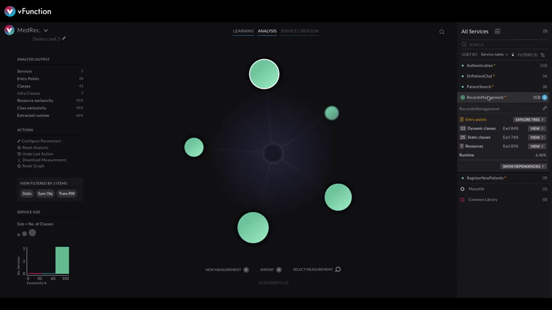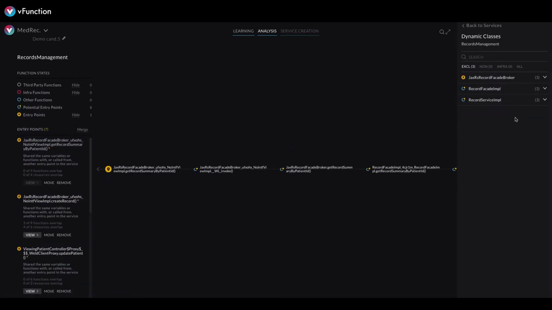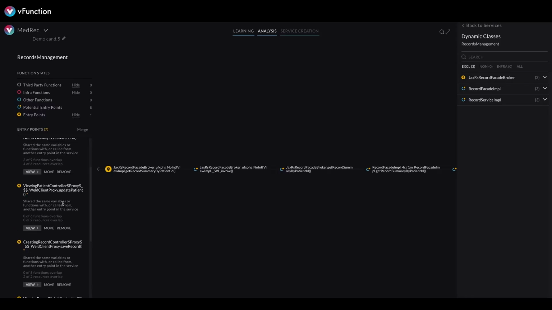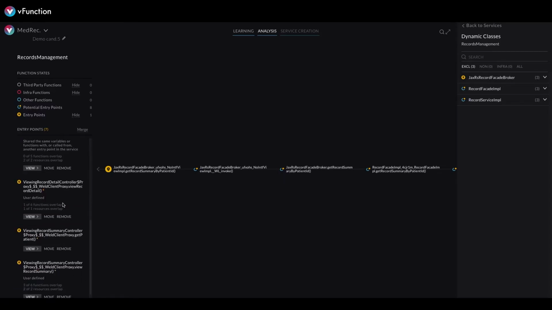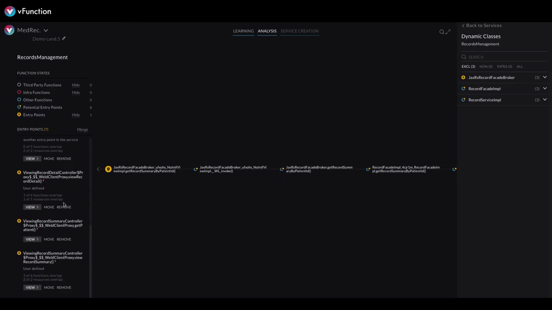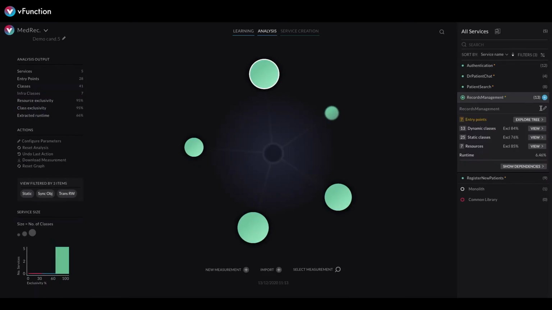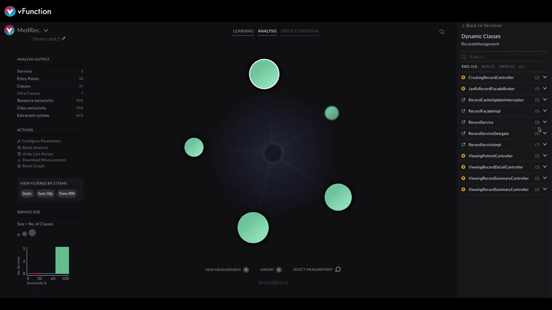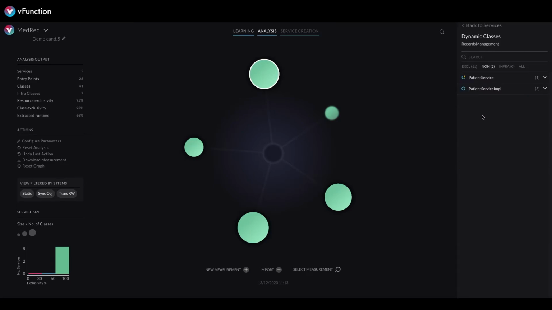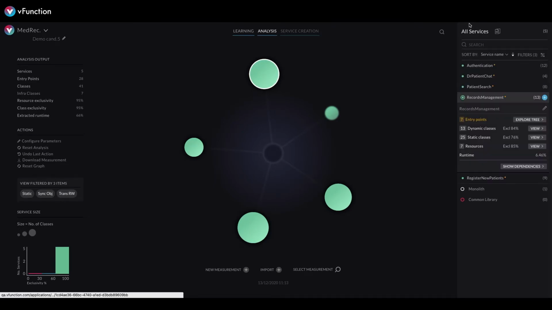The record management service is about creating, searching, viewing, updating, etc. of patient records. This is clearly seen in the entry points. There are 11 exclusive classes. The Patient Service and Patient Service Impl show up as non-exclusive here as well.